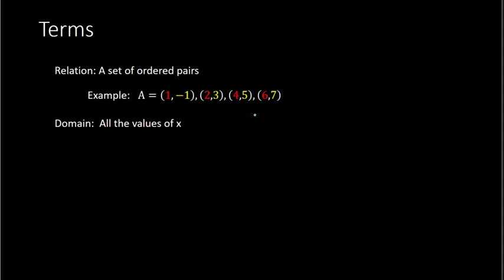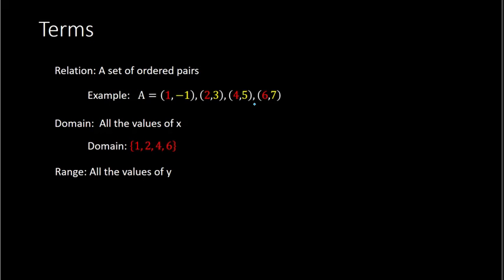Another term is the word domain. Domain is all the values of x. So we see in red, these first numbers are all x values. So the domain is simply a listing of all of these x values. So the domain would be 1, 2, 4, and 6.